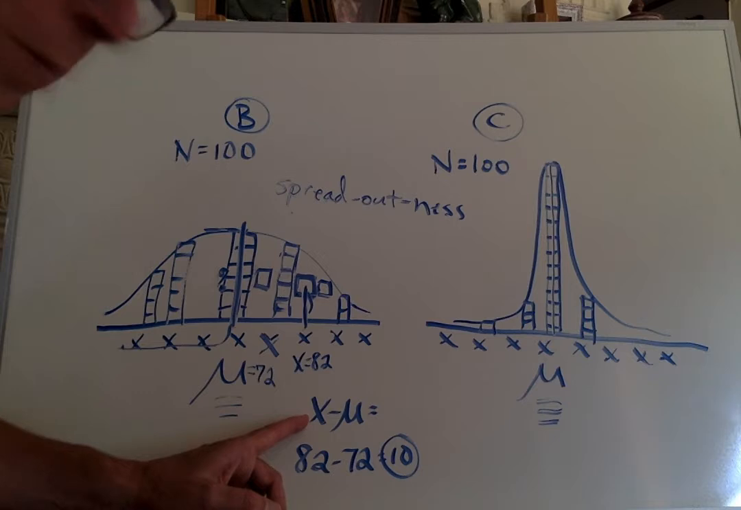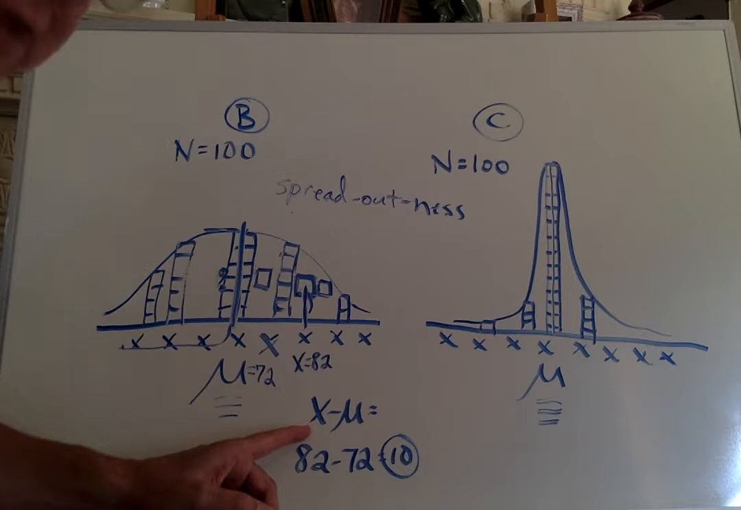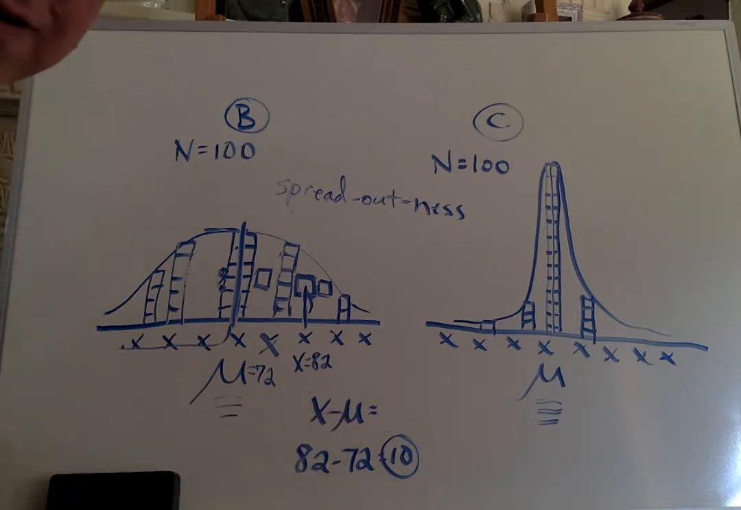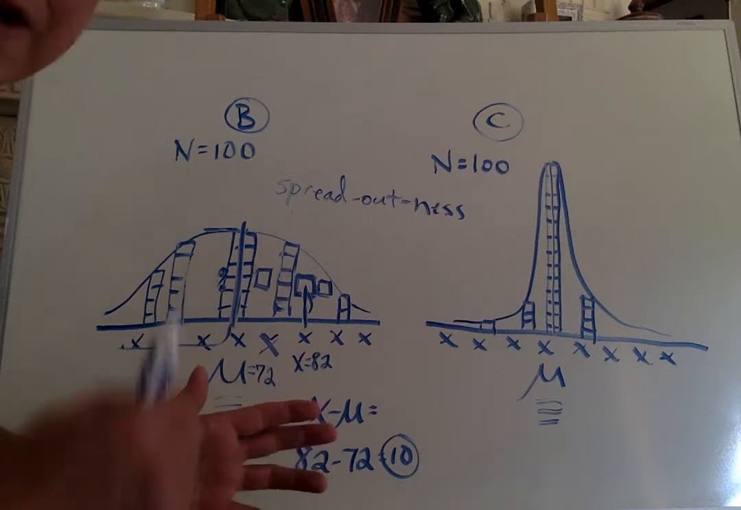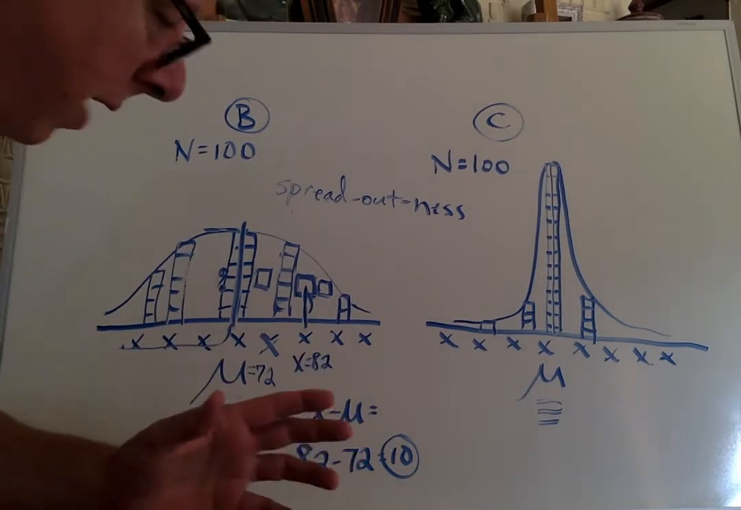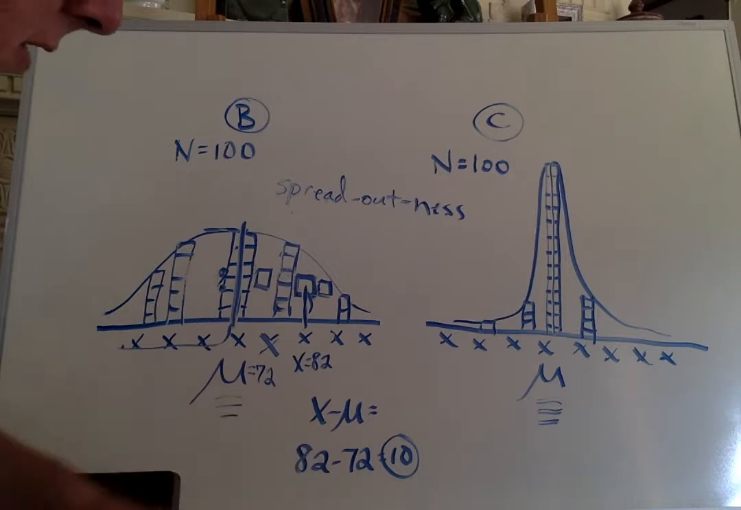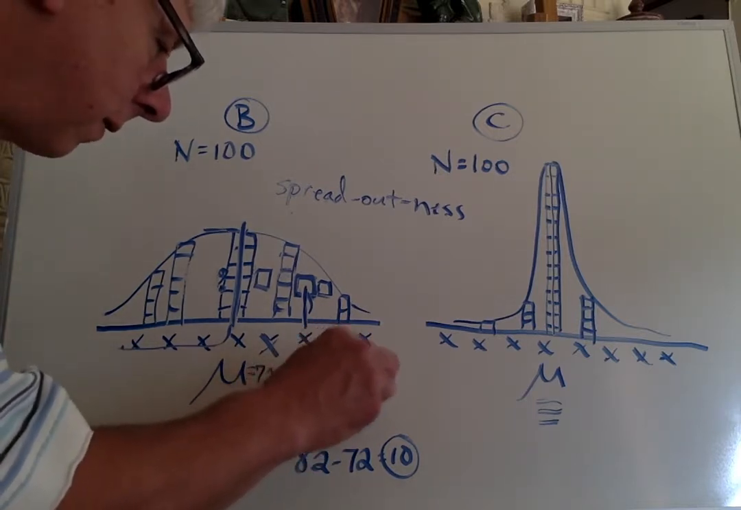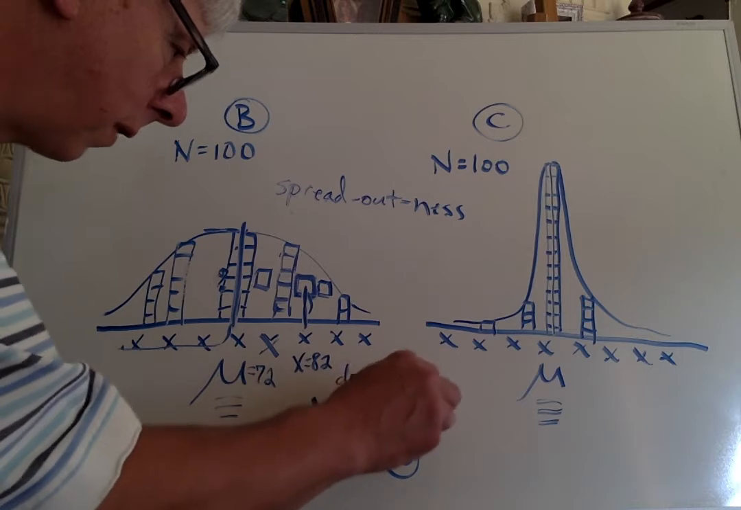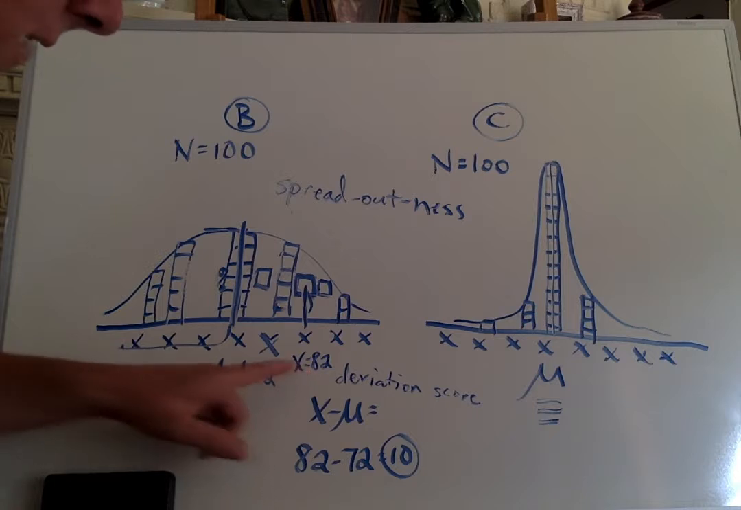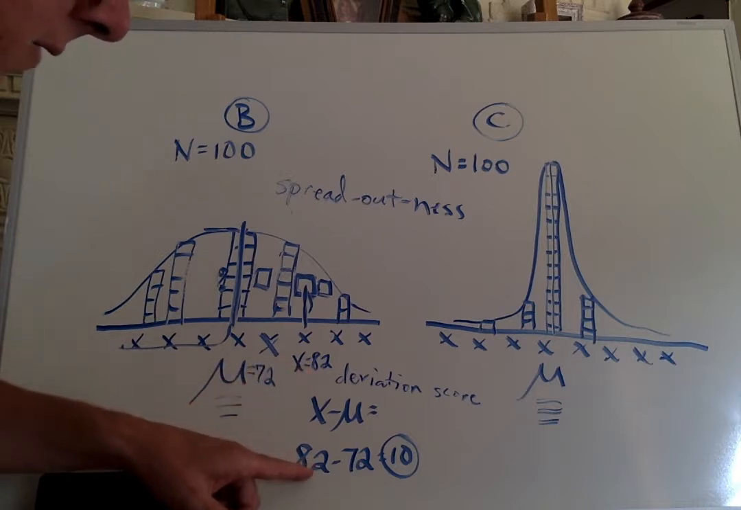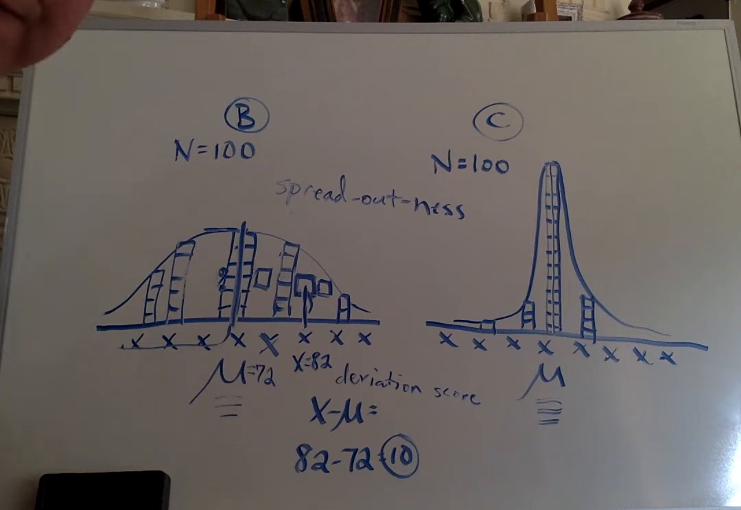So this is the formula that we're going to use to determine how far a score is away from the mean. Hey, listen, it's going to get more complicated. So if you're good here, I'm going to take you step by step through this process. This is called the deviation score. That is, how much does this score deviate from the mean? Well, you take the score, you subtract the mean, it deviates by 10.